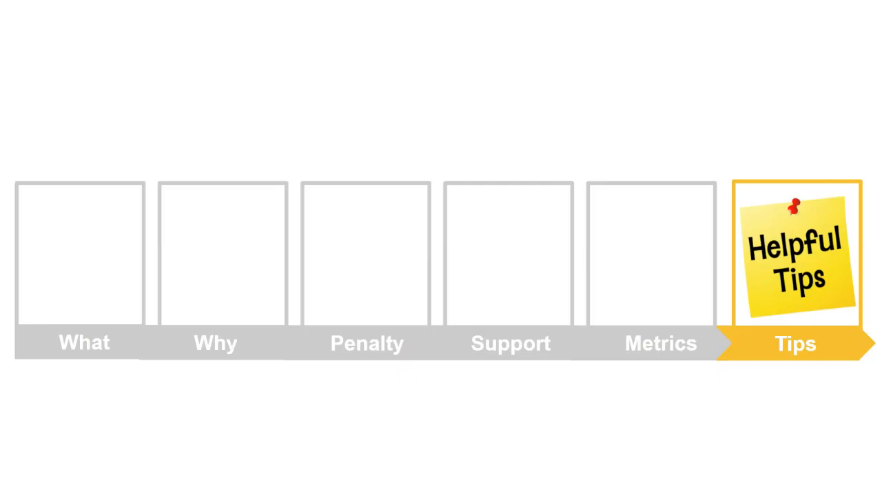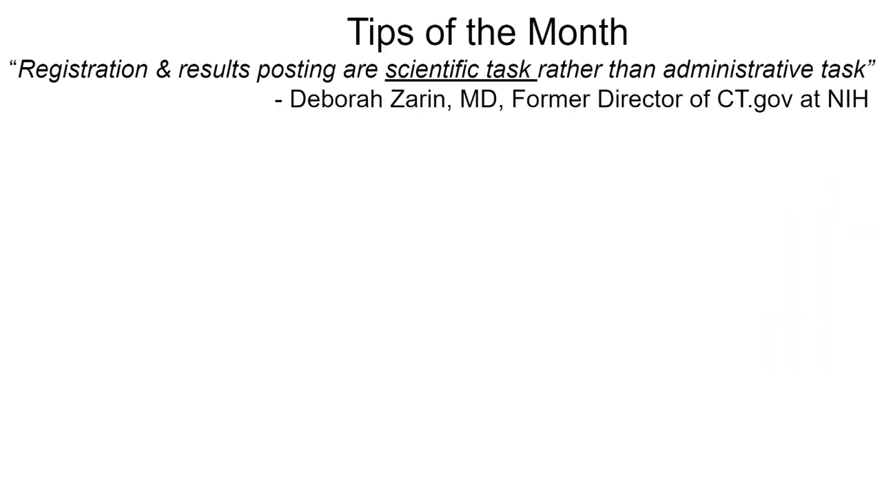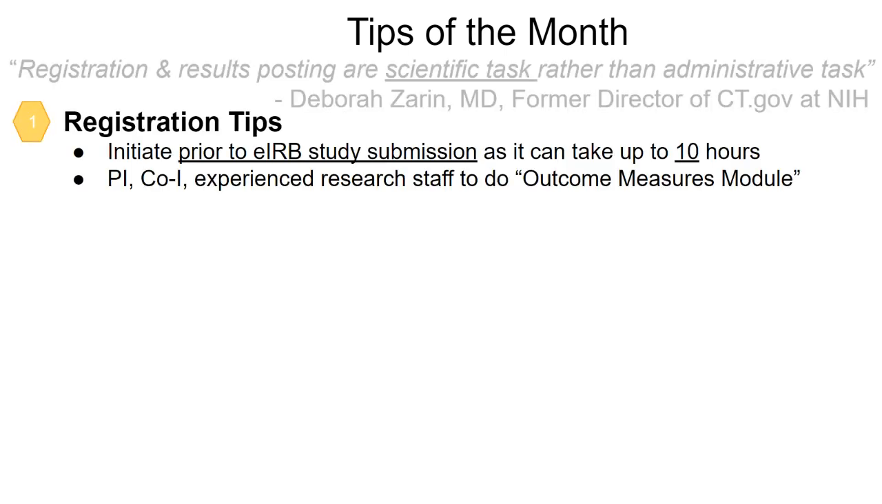Okay, I want to end with some helpful tips for registration and results reporting. According to Deborah Zarin, former director of ct.gov for the past 13 years, ct.gov registration and results posting are scientific tasks rather than administrative tasks, requiring basic statistical and epidemiological knowledge, especially for results reporting. With that in mind, here are the tips for registration. Initiate ct.gov registration prior to ERB submission. This is very important, because according to NIH estimates, it can take up to 10 hours and the review cycle may take up to 7 days.